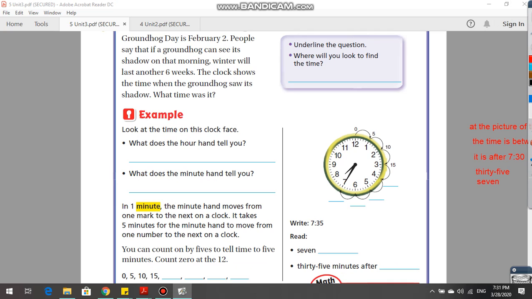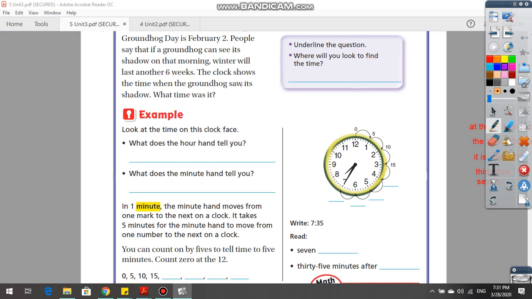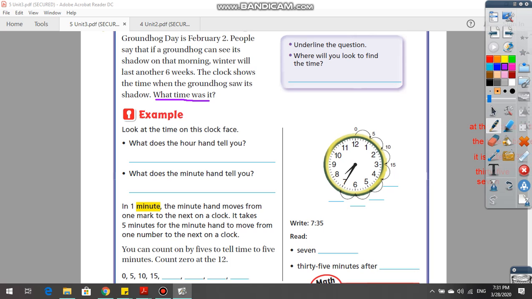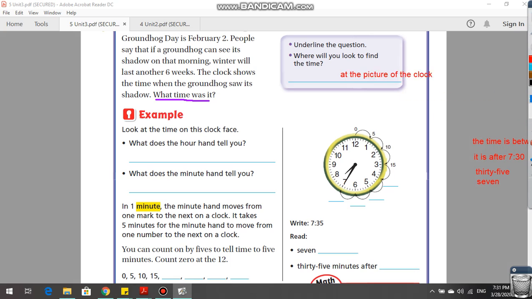First, he wants me to underline the question. What time is it? Okay. Where will you look to find the time? How am I going to find the time? I'm going to look at the picture of a clock. We're going to look at the time. What does the hour hand tell you?